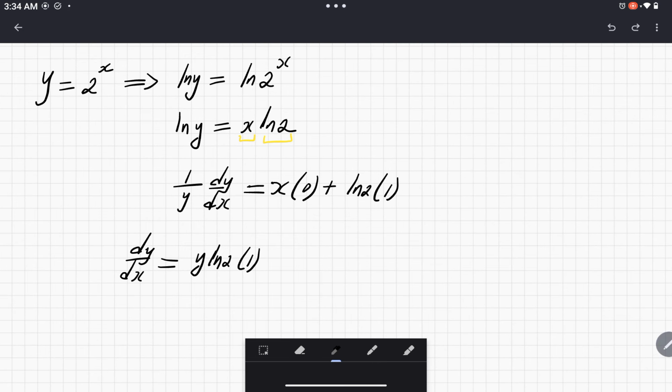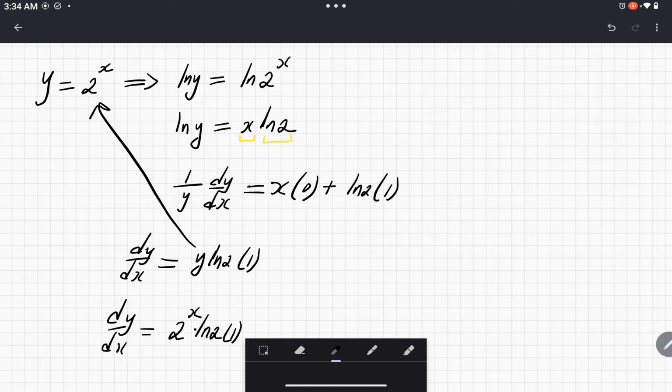we notice that we know y was 2 raised to the power x, so we simply replace that value. So our derivative will be equal to 2 raised to the power x, times ln of 2, multiplied by 1. Now, 2 raised to the power x is the original function we had, ln of 2 was the ln of the base of our function, and 1 was the derivative of the power.